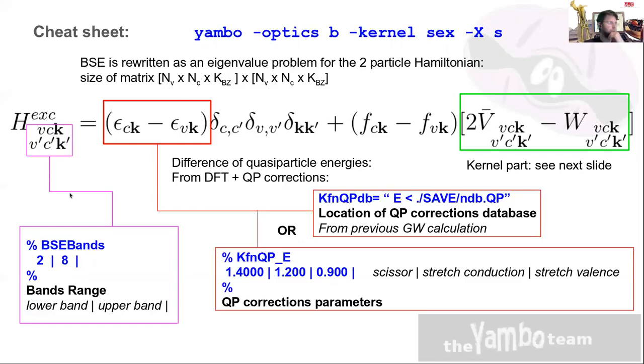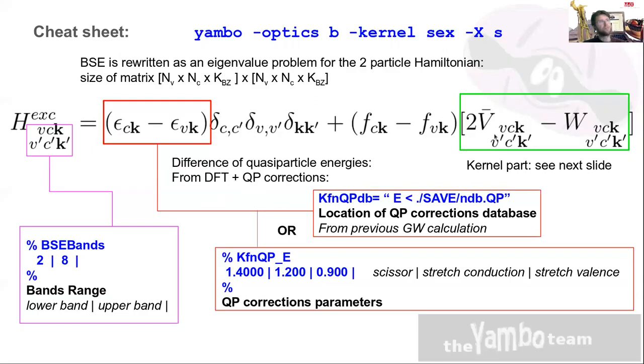And here I report one of the slides of the cheat sheet, and you see there is a connection between the input variable parameters, for example, the number of bands and the indexes of the excitonic Hamiltonian. What is this conduction-valence energy difference, which comes from DFT plus QP. And as we said, the quasi-particle correction can be loaded either via input parameters or from a previous calculation.